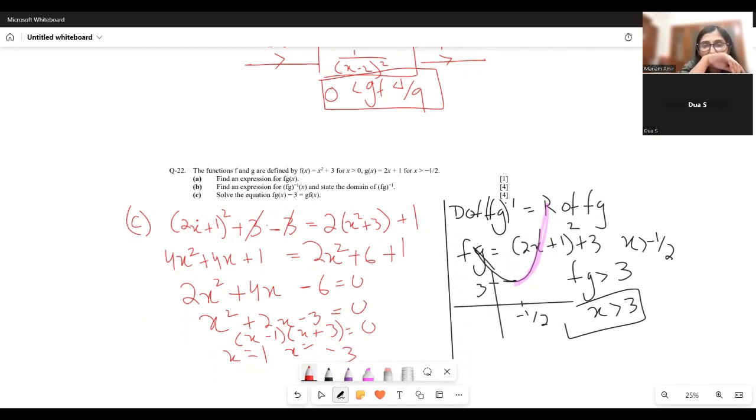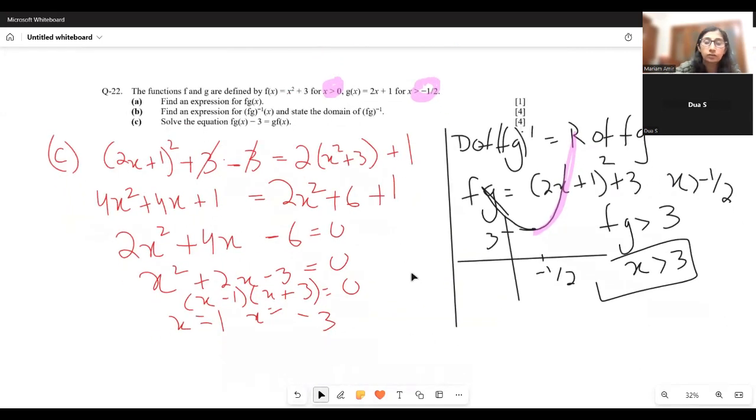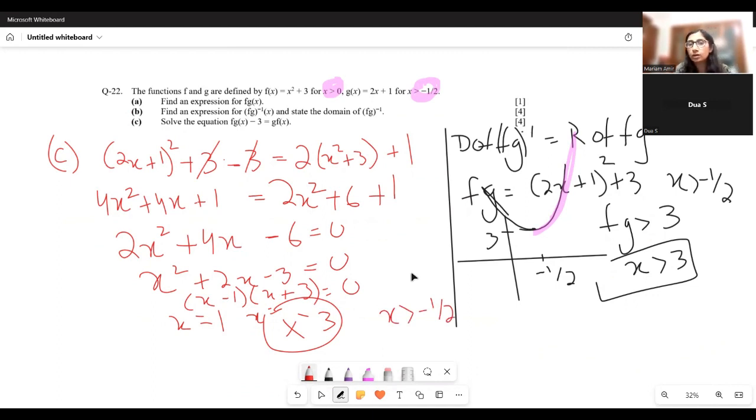Now look here, there is both fg and gf. So the domain of this equation is going to be the domain of gf as well as the domain of f(x), because of the inner function's domain. Now look at both domains: x is greater than 0 and x is greater than minus half. But one of our answers, minus 3, is smaller than minus half, so this can't be the solution because one of the domains is x greater than minus half. So minus 3 is not greater than minus half, so the only answer would be x equals 1.